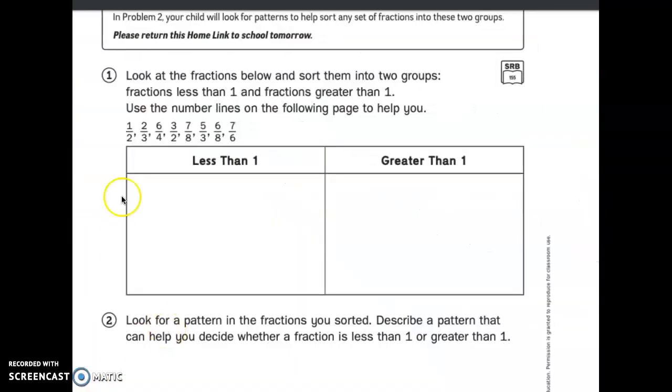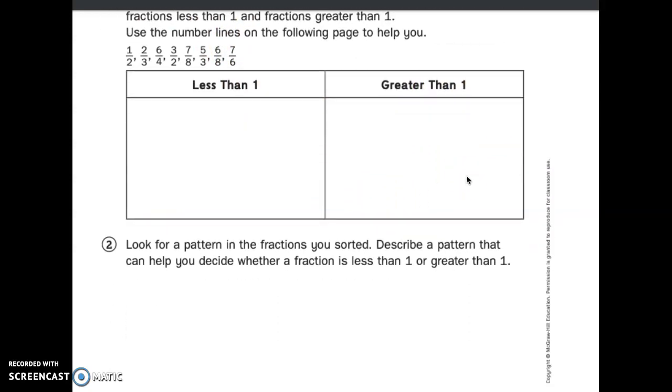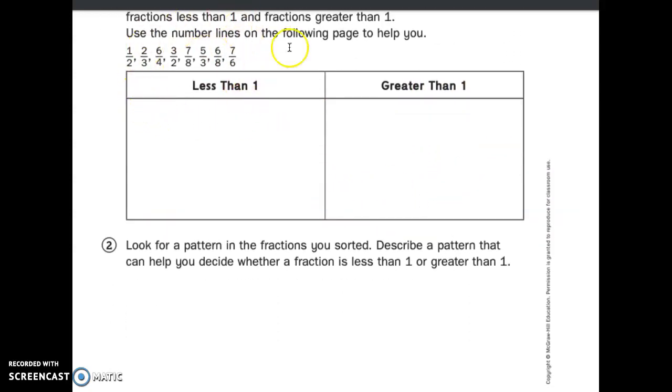Awesome. So I would cross off 1/2, put 1/2 here. I would cross off 7/6, and I would put 7/6 in the greater than 1. Keep going with the rest of them and use that number line to place them into two groups.